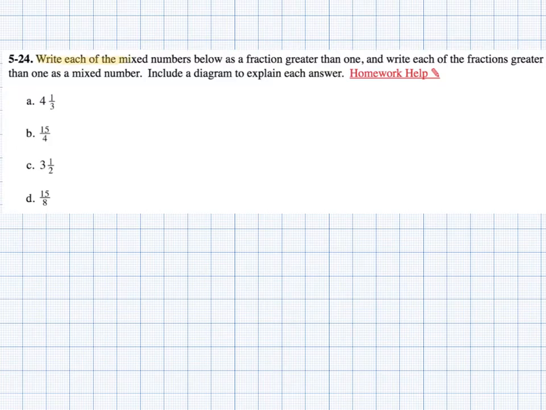Write each of the mixed numbers below as a fraction greater than 1 and write each of the fractions greater than 1 as a mixed number. Include a diagram to explain each answer. So according to the directions, if we have a mixed number, we're going to change it into a fraction greater than 1. And if we do have a fraction greater than 1, then you change it to a mixed number. We also need to do a diagram.